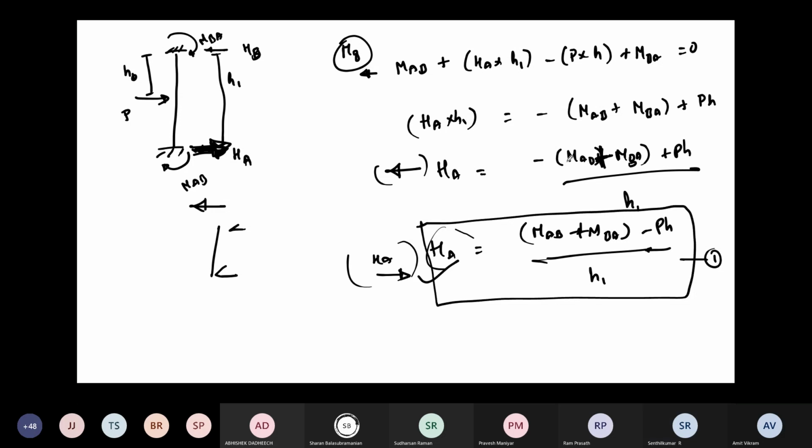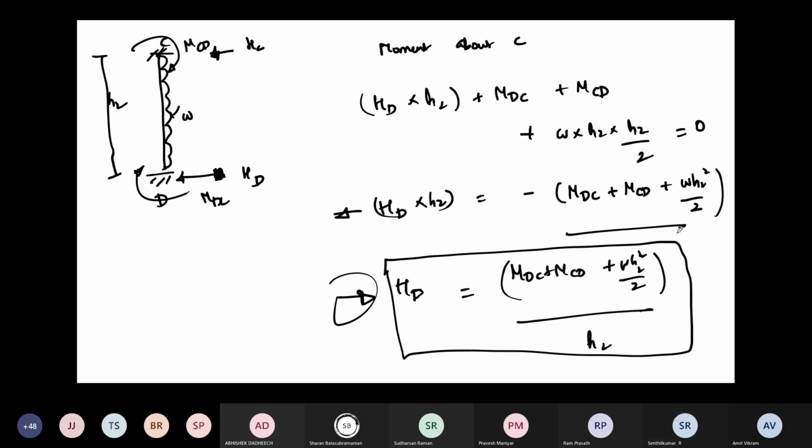But I don't want you to memorize the equations. I'm just changing the direction of HA to this direction. Just for that direction, HA will be equal to MAB plus MBA, this minus will become plus, and this plus P term will become minus. So MAB plus MBA minus P into h by H1. This is for HA, right? So the MAB plus MBA are due to these end moments, and the P into h term comes because of the loadings, right? Next one, another member CD. Again, I am just assuming the clockwise direction. I'm taking moment about C.